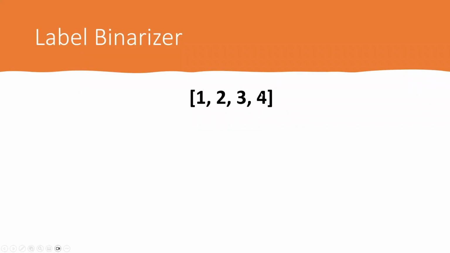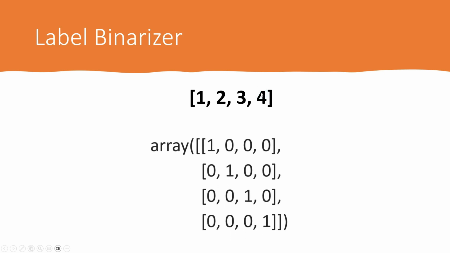So if you have 1, 2, 3, 4, after using label binarizer, it becomes like this. When you take 1, the first one is going to be 1, and the other three places, 2, 3, and 4, are all going to be 0.